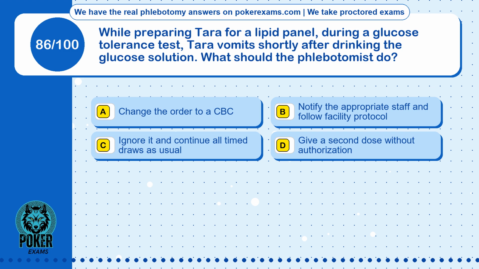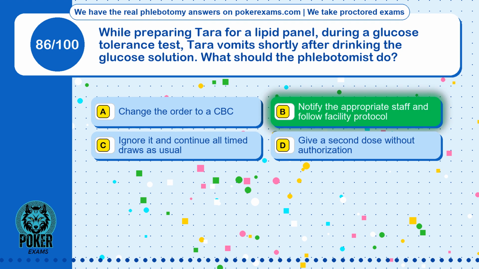Question 86. While preparing Tara for a lipid panel, during a glucose tolerance test, Tara vomits shortly after drinking the glucose solution. What should the phlebotomist do? Option A. Change the order to a CBC. Option B. Notify the appropriate staff and follow facility protocol. Option C. Ignore it and continue all time draws as usual. Option D. Give a second dose without authorization.